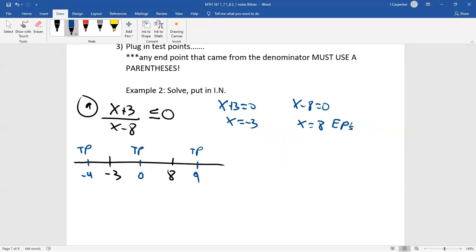Now, I never had to do anything to this. I didn't have to factor it. I didn't have to move anything. I didn't have to combine anything. Your homework problems, you may have to do some of that stuff.